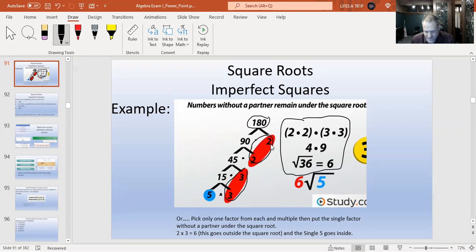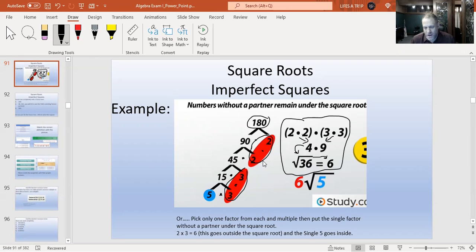So we've got 2 times 2, and 3 times 3, and then you times those, so that's 4, and then you times those, and that is 9. And so 4 times 9 equals the square root of 36, and the square root of 36 is 6. Isn't there a better way? Sorry, study.com, but is there a better way?